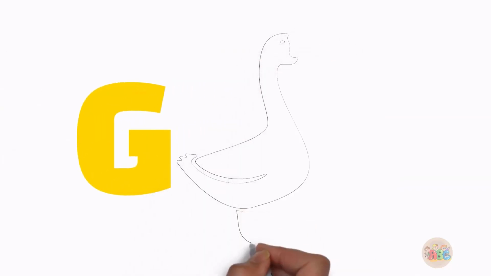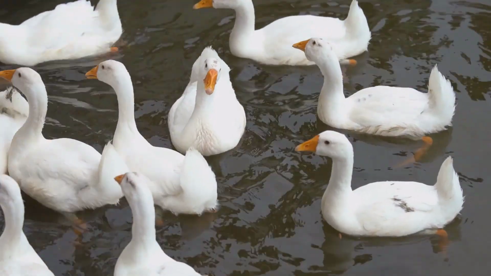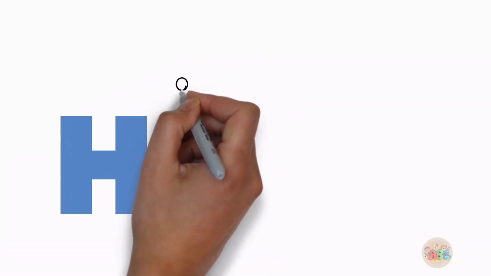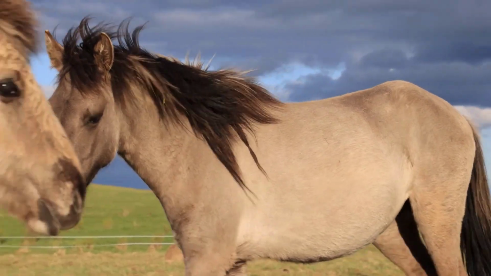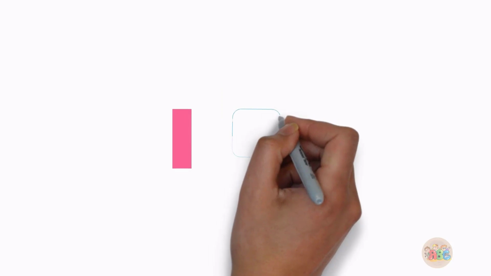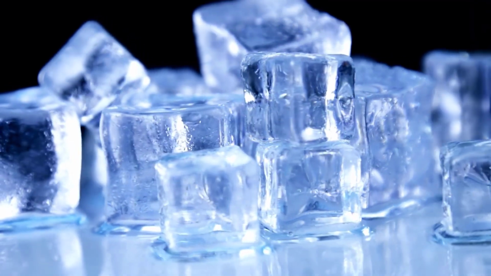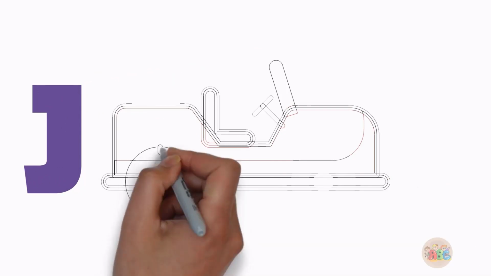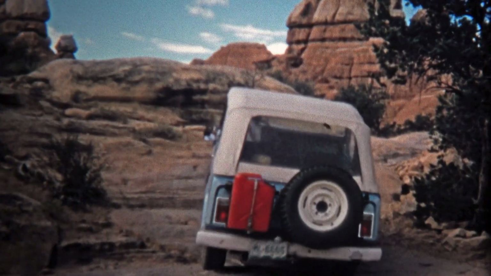G. G is for goose. Say with me. Goose. H. H is for horse. Say with me. Horse. I. I is for ice. Say with me. Ice. J. J is for jeep. Say with me. Jeep.